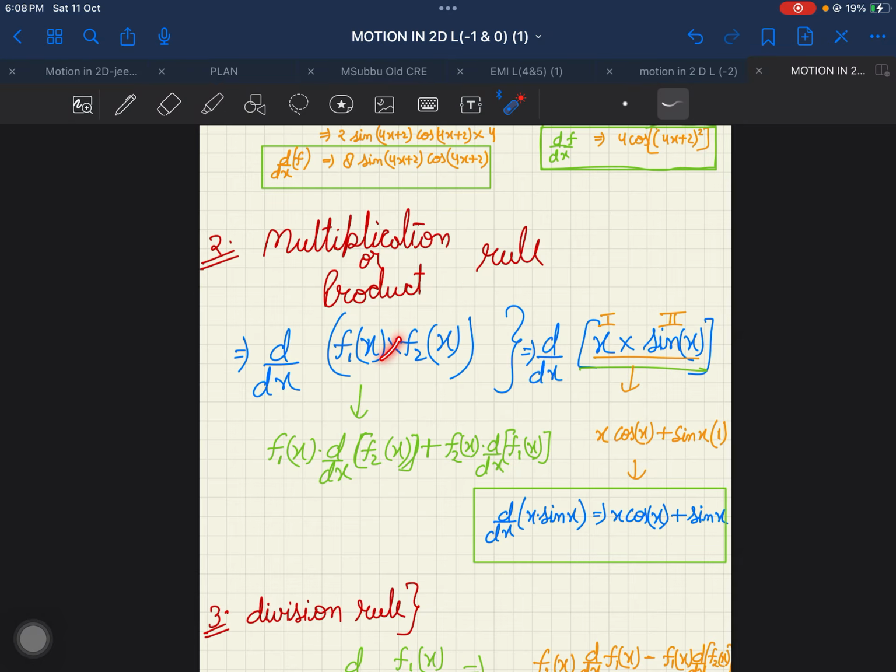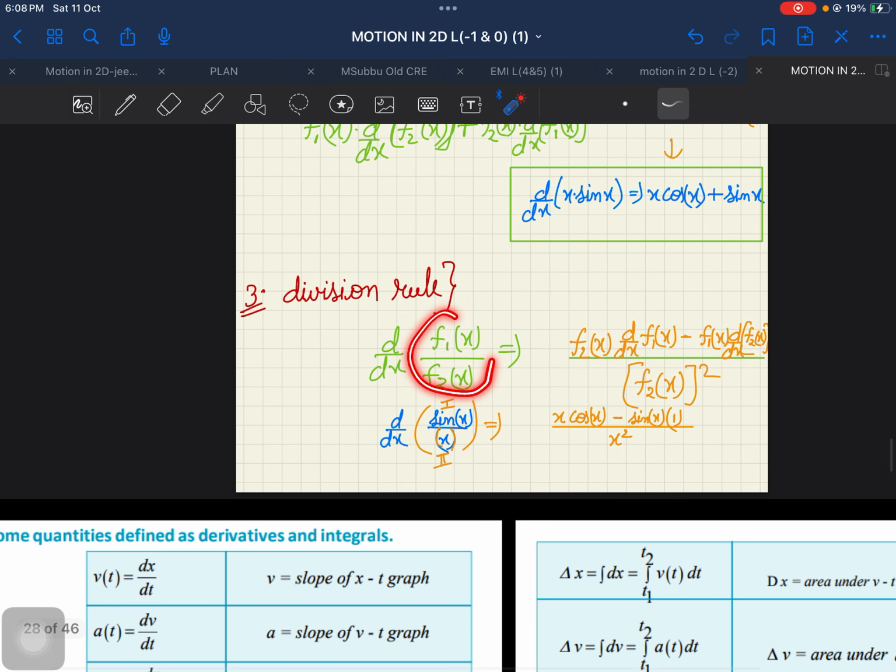And we have seen 2 more rules, that are very simple. Suppose 2 functions are in multiplication, then we use the multiplication rule: the first function into the differentiation of the second, plus the second function into the differentiation of the first. If 2 functions are in division, then we use the division rule: the square of the denominator, then the denominator into the differentiation of the numerator minus the numerator into the differentiation of the denominator. That's it. So we have seen some examples.